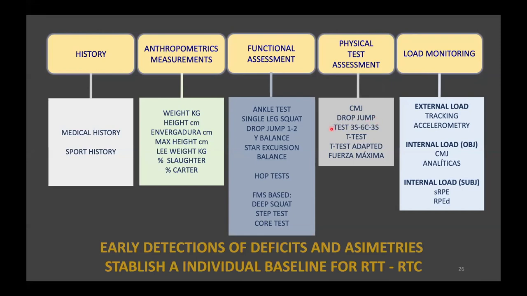Okay, this test is not a common test, because I think we are the only ones who use it. This is three jumps, six sprints, and three jumps. This is a test that Juan Trapero, the strength and conditioning coach for the first team, designed just as a training method, but later he thought it was an interesting test. We measure the height of the jumps and the loss of height of the jump after the six sprints. Okay, the T-test and the T-test adapted, just with ball dribbling. And tests for maximal strength.